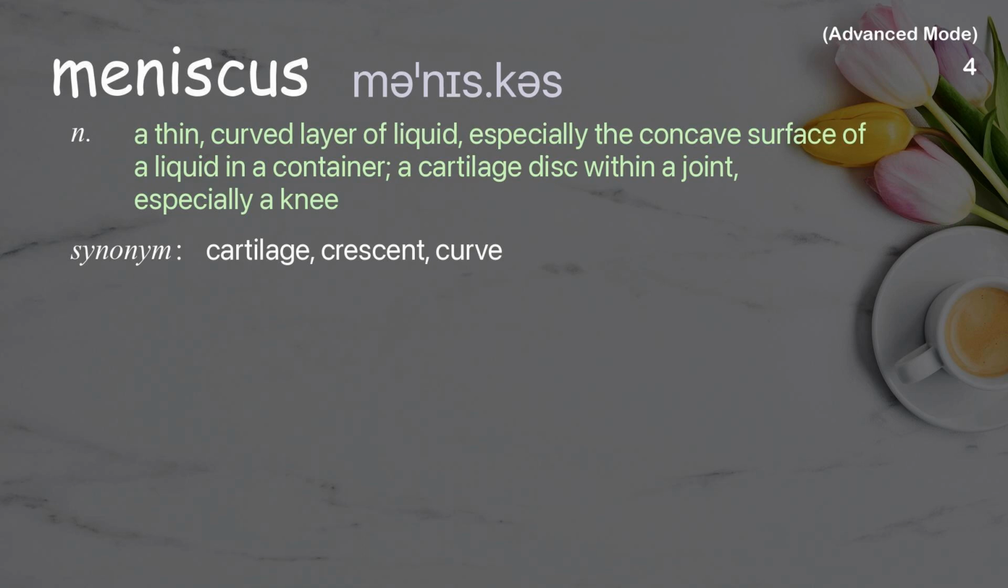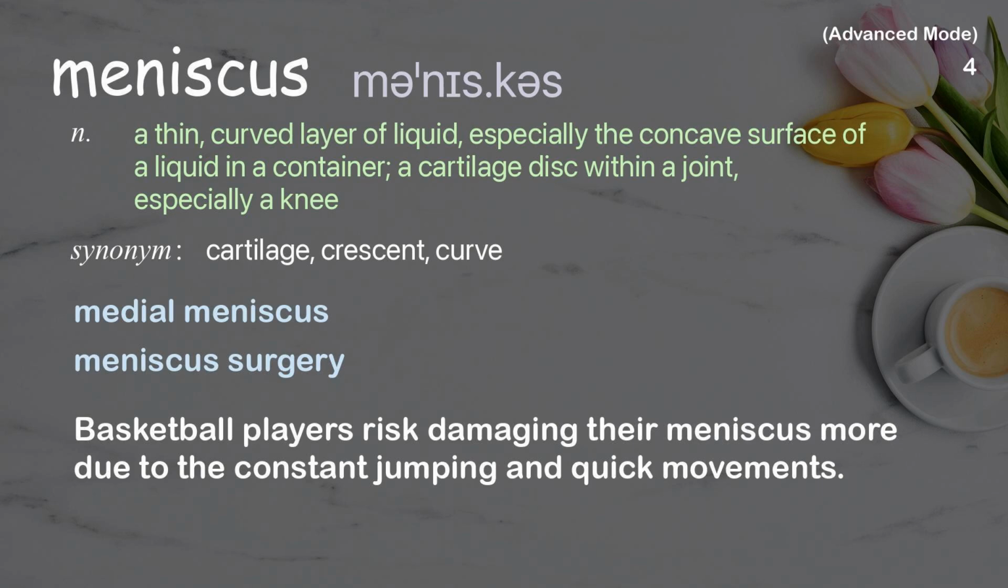Meniscus. A thin, curved layer of liquid, especially the concave surface of a liquid in a container; a cartilage disc within a joint, especially a knee. Examples: Medial meniscus. Meniscus surgery. Basketball players risk damaging their meniscus more due to the constant jumping and quick movements.